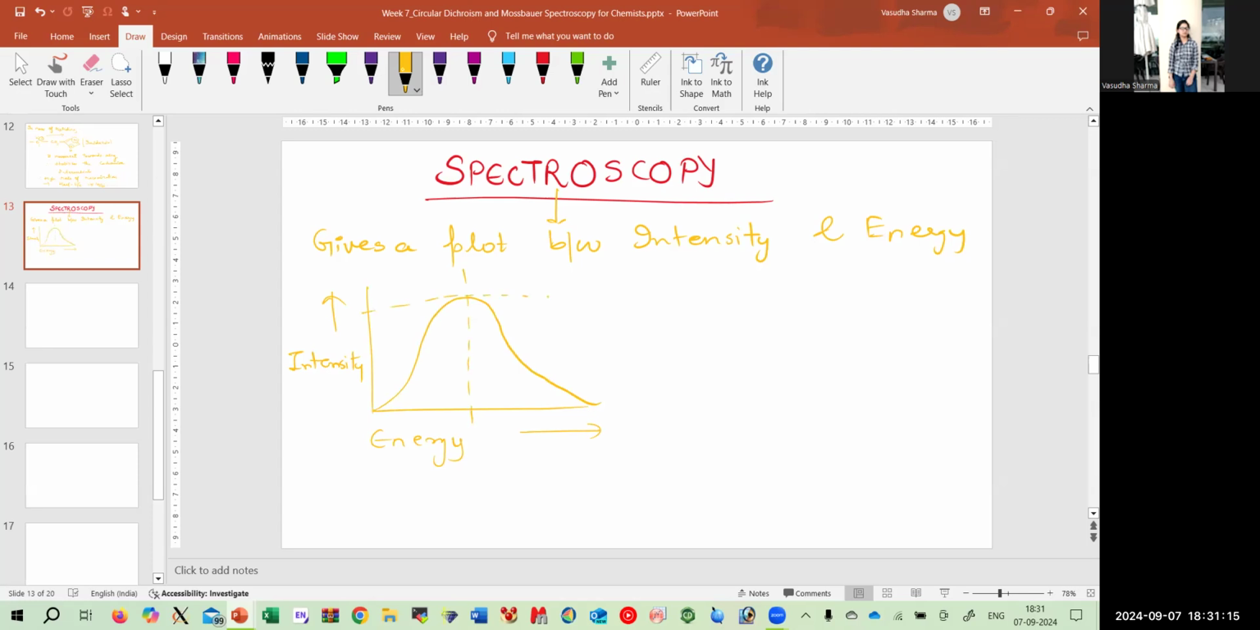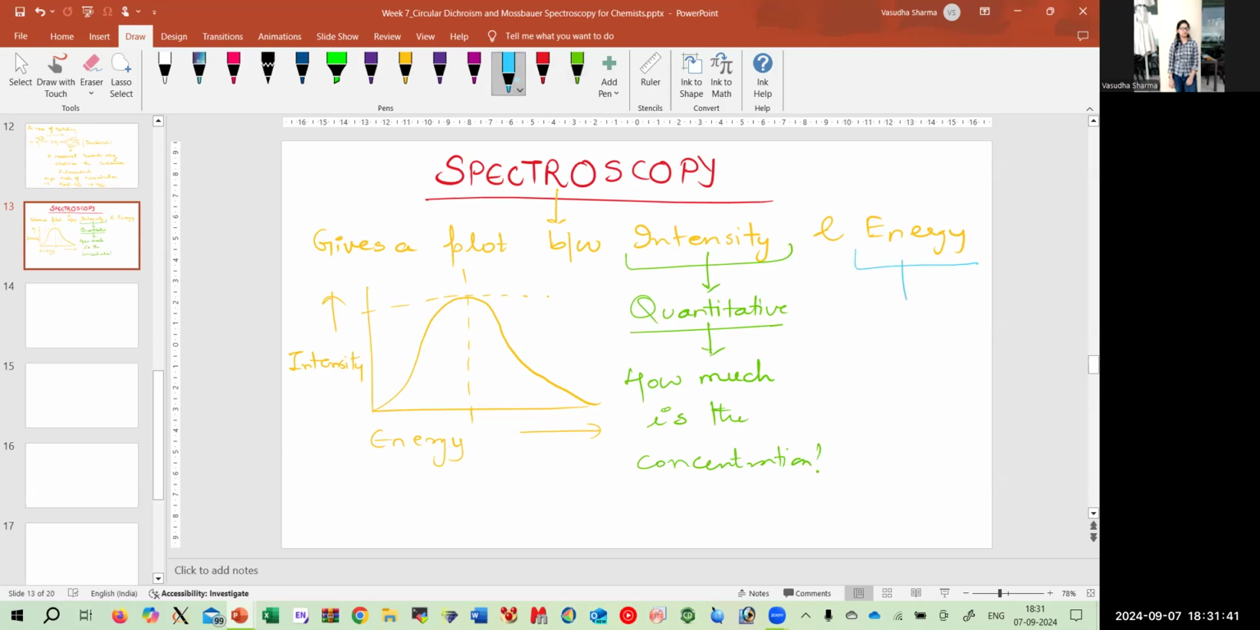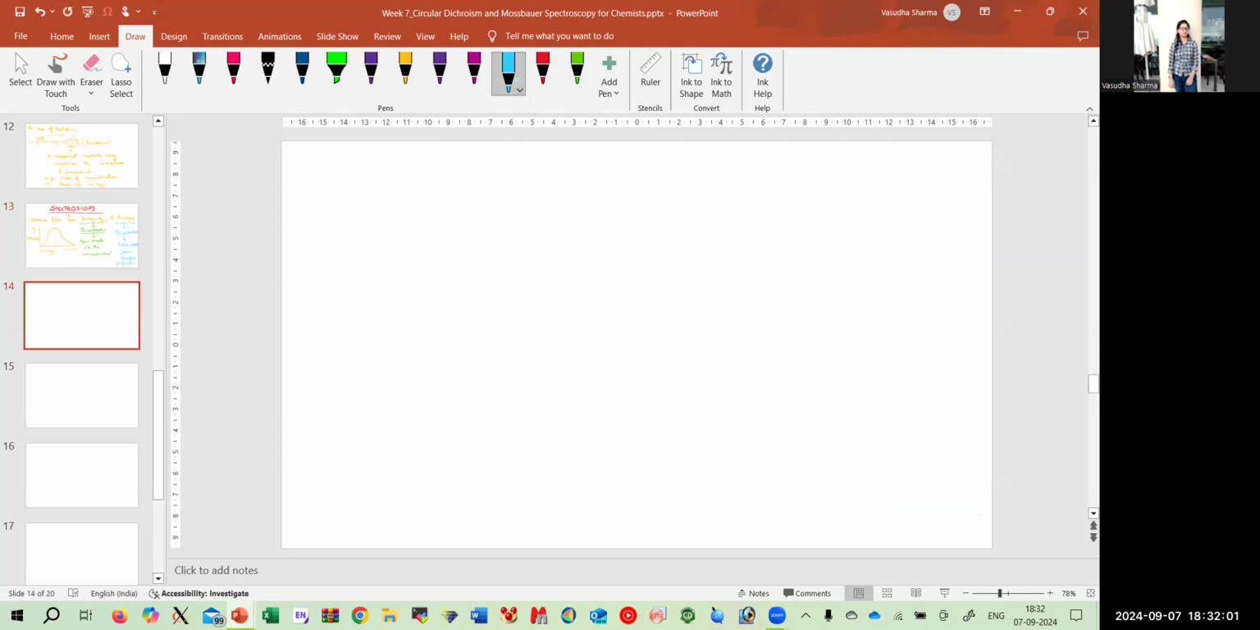So in this case, intensity is a quantitative value, where we get to know how much the concentration is. Whereas energy is a qualitative term which tells about the properties of your sample, right?